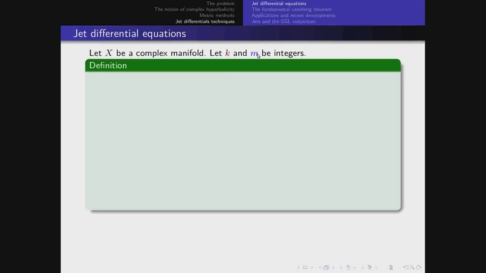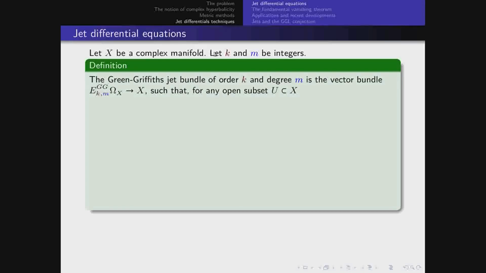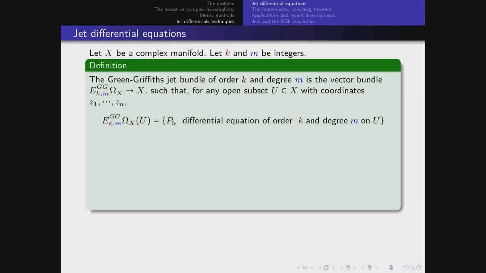So I will introduce now what we call the Green-Griffiths jet bundle of order k and degree m. It's a vector bundle above X whose sections correspond to such jet differential equations. If you take an open subset inside X with some coordinates, then the sections of this vector bundle above U will be the differential equations of order k and degree m, and let me be more specific.